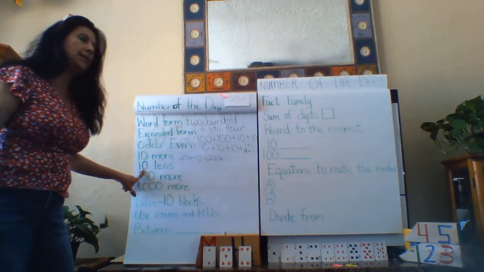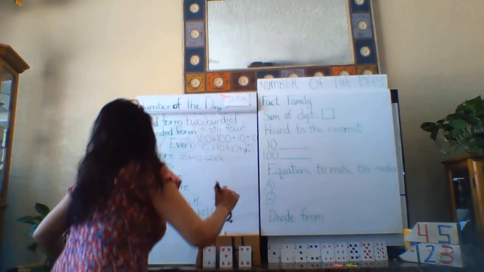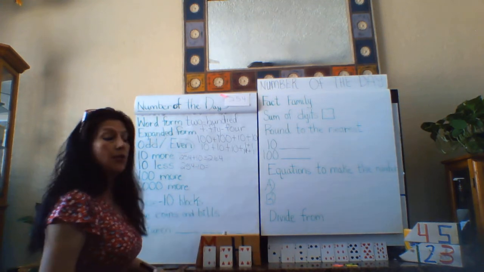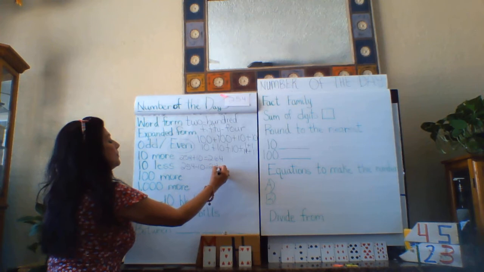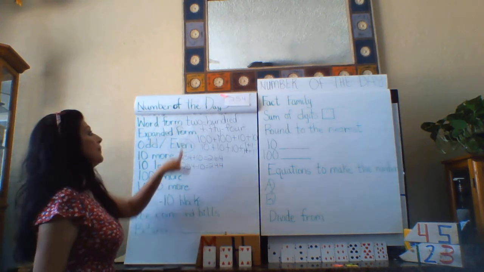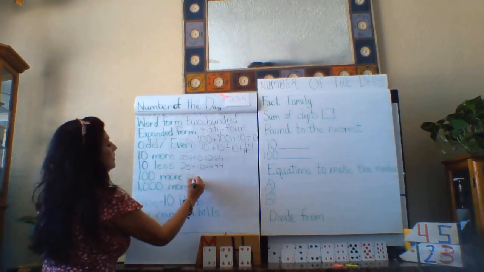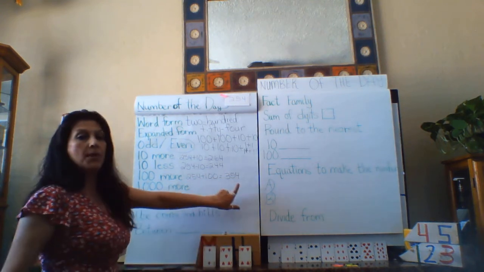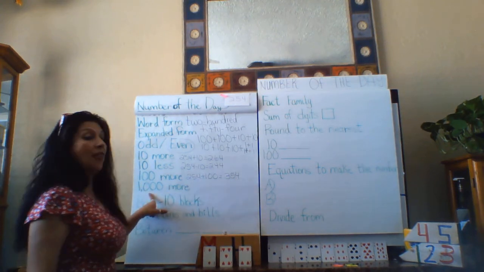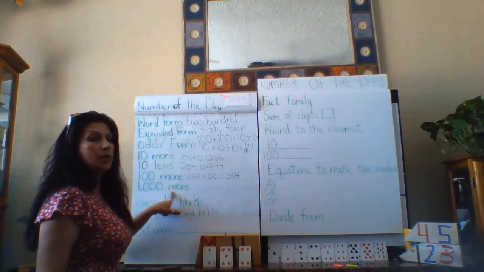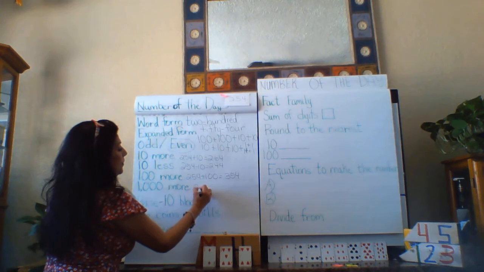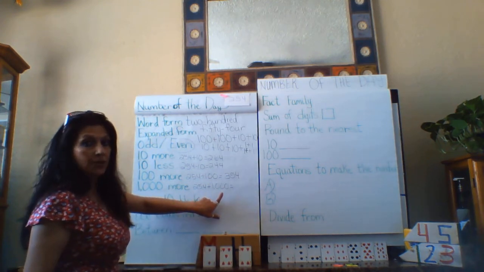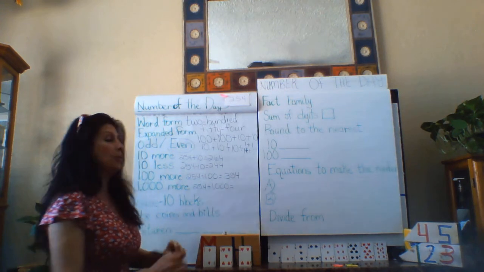Next, you're going to go ahead and subtract 10 from 254. And that'll give you 244. All right, 100 more. Add it to 254. And my sum is 354. 1,000 more. Remember, when we're talking about more, you're adding. And that would give us 1,254. And don't forget to include your comma.